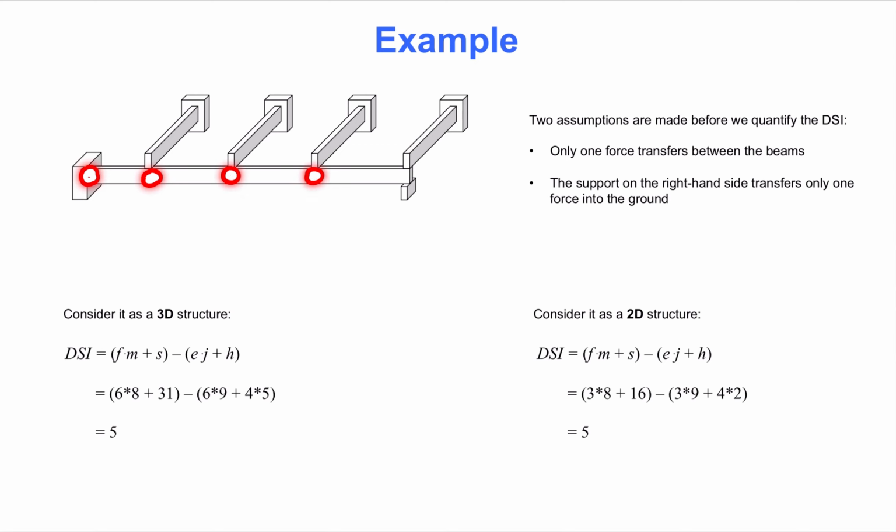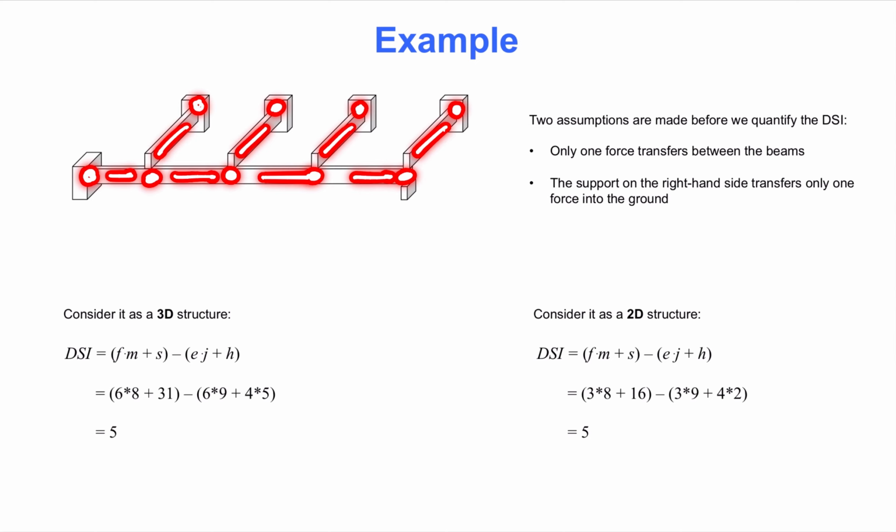There are 3 unknown reaction forces at each of the 5 supports, plus the single reaction force at the end of the lower beam. That means S is 16. We have 3 equilibrium equations available at each of the 9 joints.